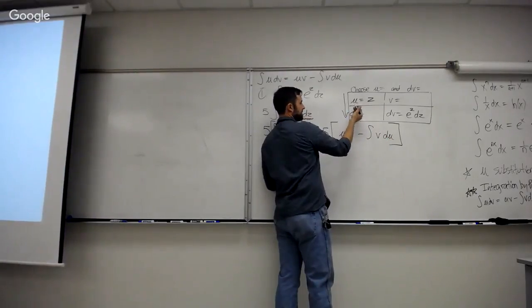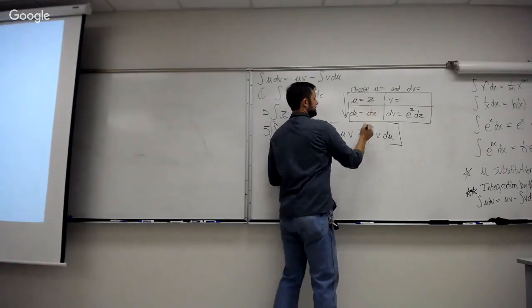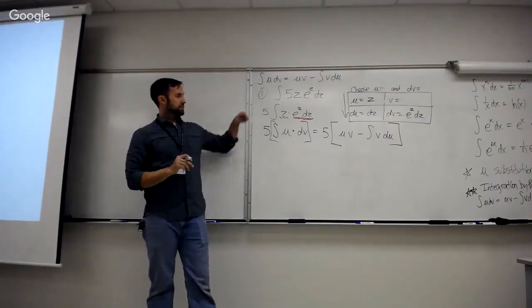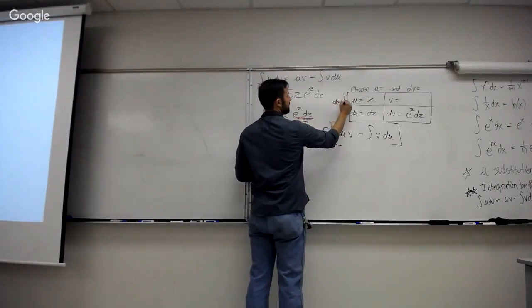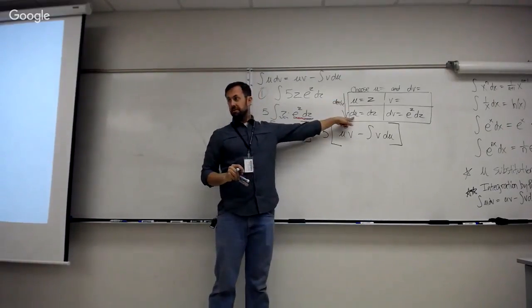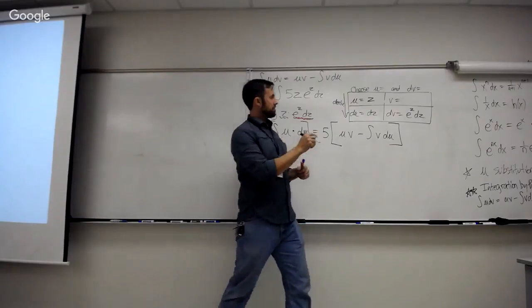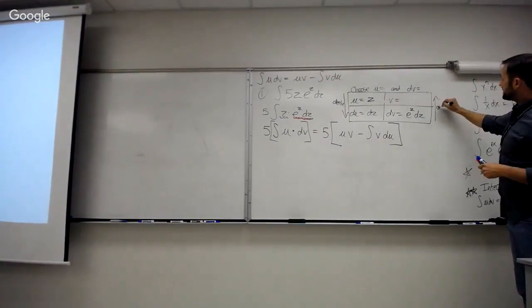The derivative of u is du, the derivative of z is dz. So that part is done. We did the derivative that way, because we knew what u was and we had to calculate what du was. Now over here, we have to go backwards. We have to do the antiderivative.